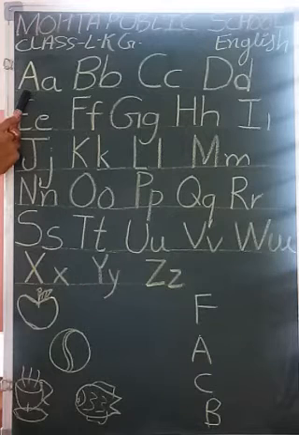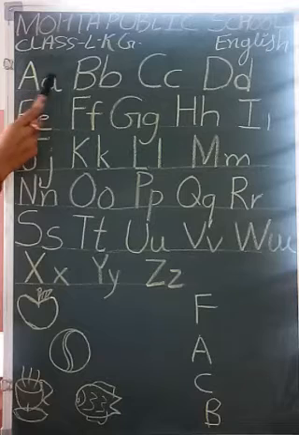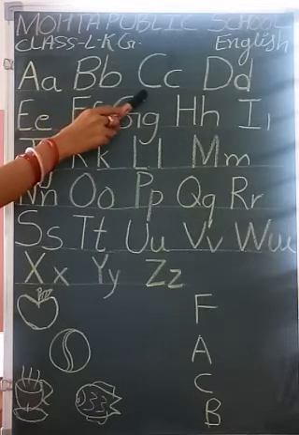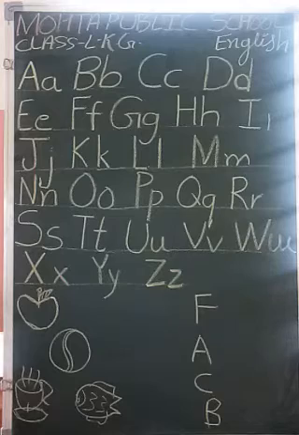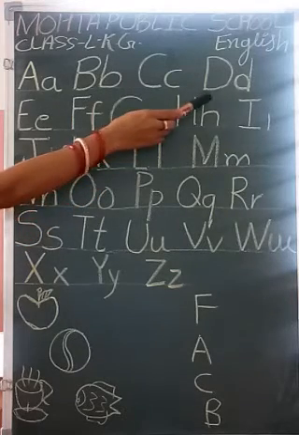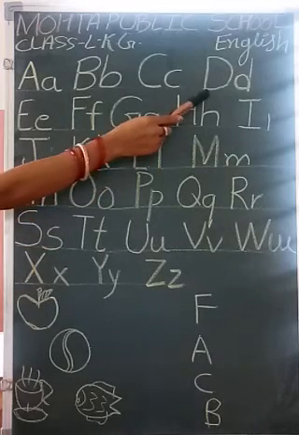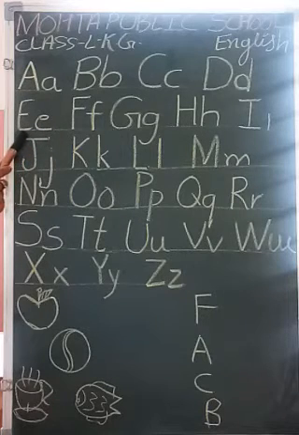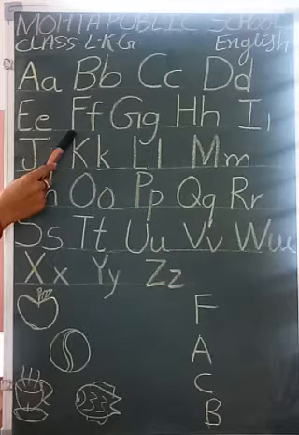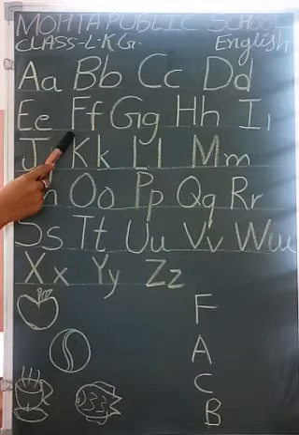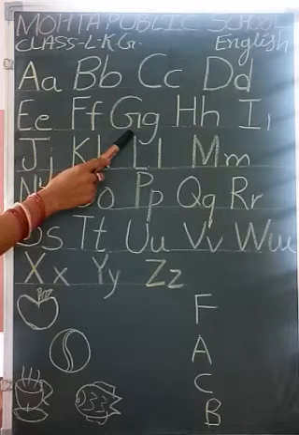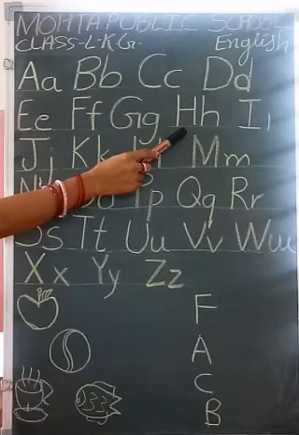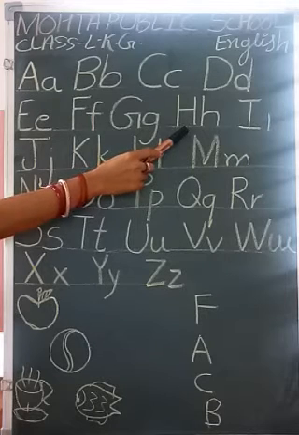A for apple. Apple means say. B for ball. Ball means gap. C for cat. Cat means billy. D for dog. Dog means kutta. E for elephant. Elephant means hathi. F for fish. Fish means machli. G for grapes. Grapes means angur. H for hen. Hen means murgi.